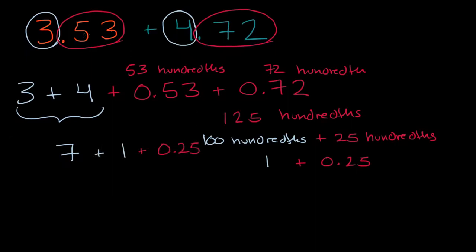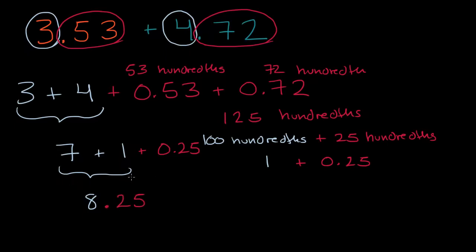So when we added the 53 hundredths plus the 72 hundredths, we got 125 hundredths, which is the same thing as 1 and 25 hundredths. Now, the 1, we could add in the ones to the other ones. And so this is going to be 7 plus 1 is equal to 8, 8 and 25 hundredths. So 8.25.